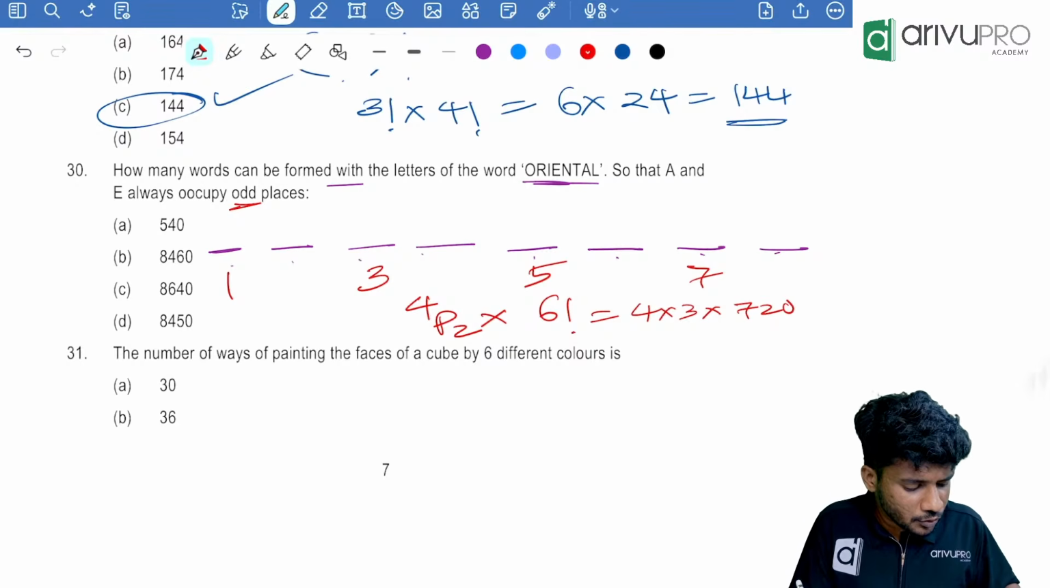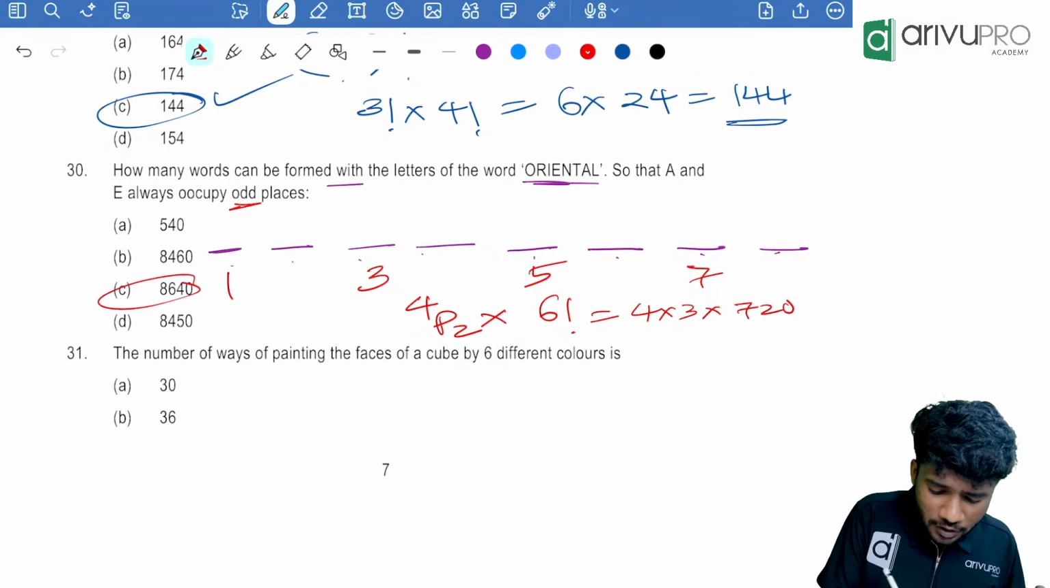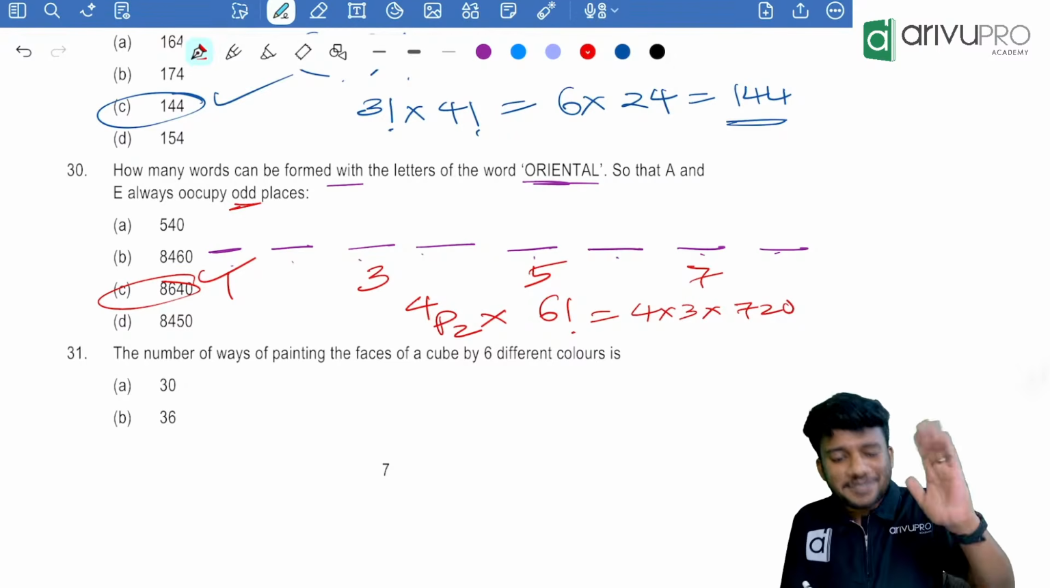4 into 3 into 720, which is equal to 8640. Option C is the answer. I hope that you got it.